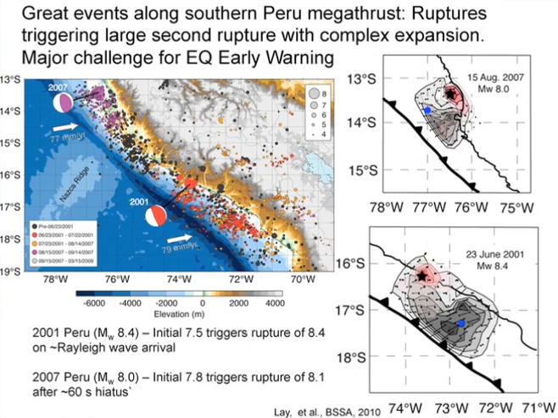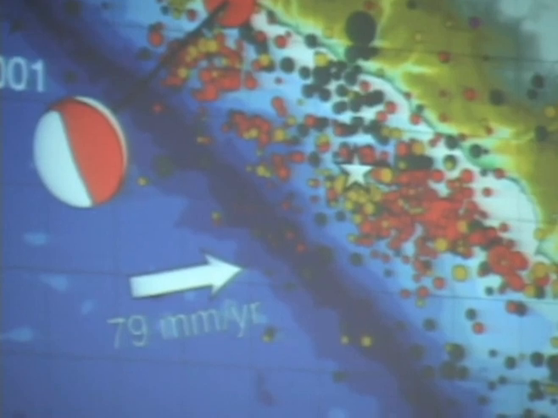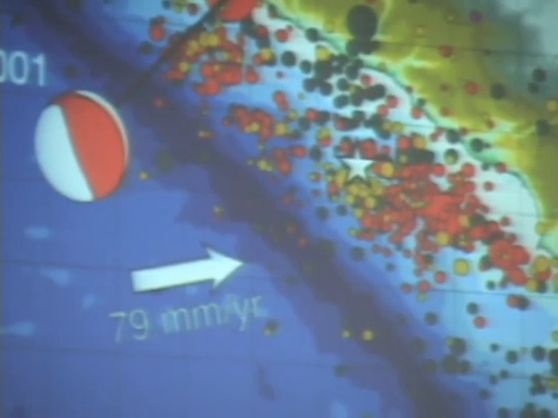Expect that there might be later waves from the first event. So this is a real problem, but it happened in this 2007 event. So we went back and looked at 2001, a larger event, magnitude 8.4, that had ruptured along southern Peru, and it had the same behavior.